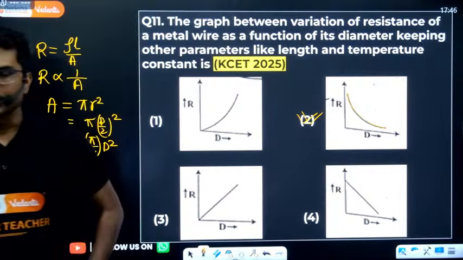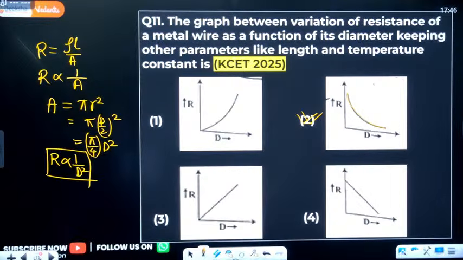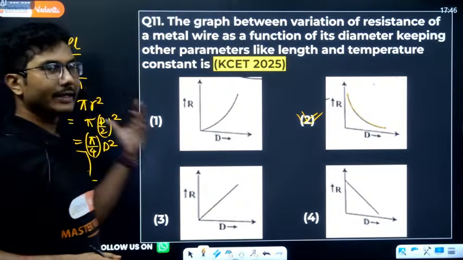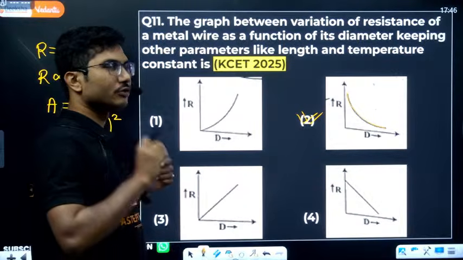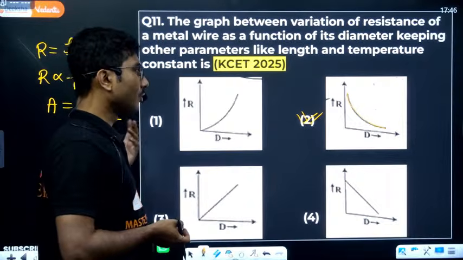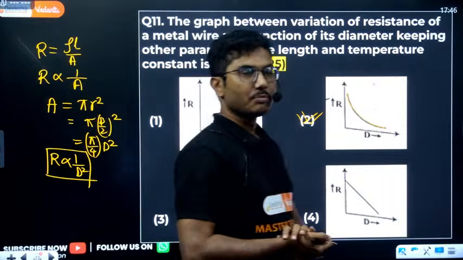Easy question, just the formatting of the question is slightly different than previous questions. In KCET, it is considered to be a direct question, even though you need a small understanding. But if you understand that resistance is inversely proportional to area.